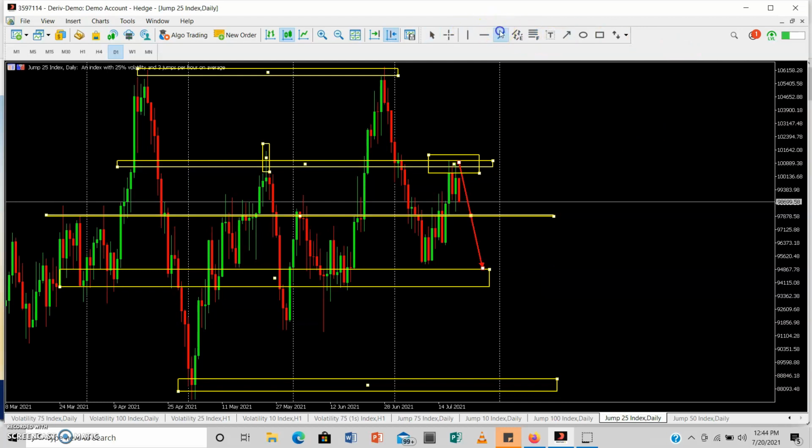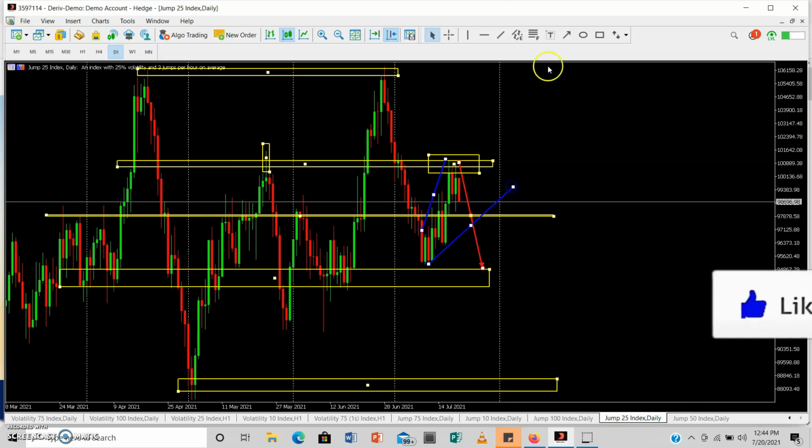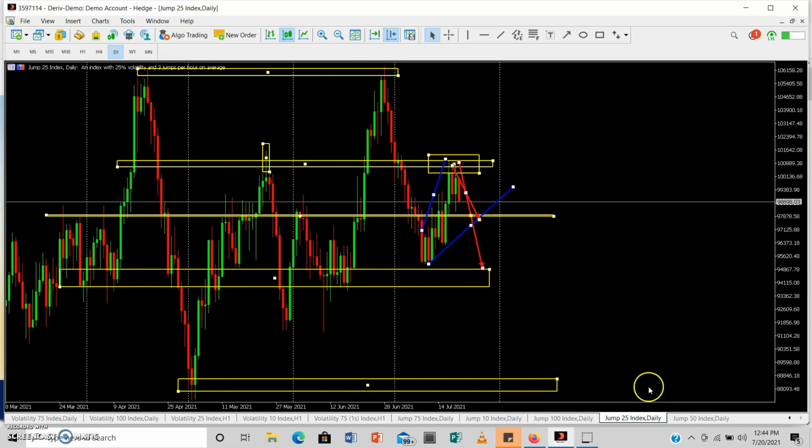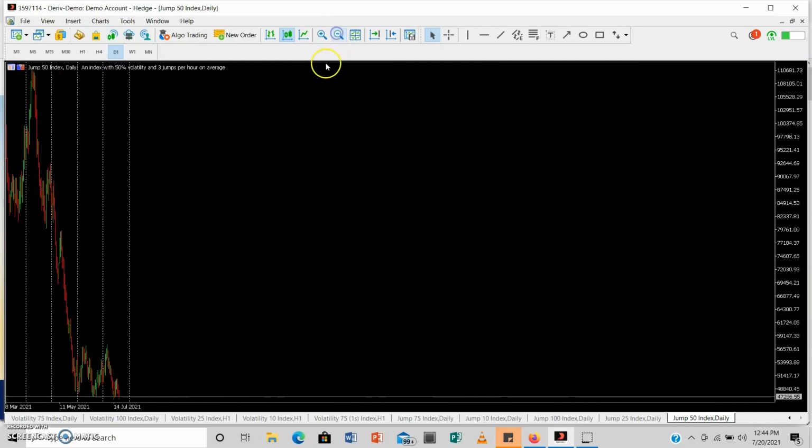I can also see that from the lower time frames, this was a nice channel which price was following, and from the looks of things, just using this channel, it should be able to at least reach this point. Okay, should be able to reach at least that point. And then lastly, we're going to look at Jump 50, to see what is in store for us.